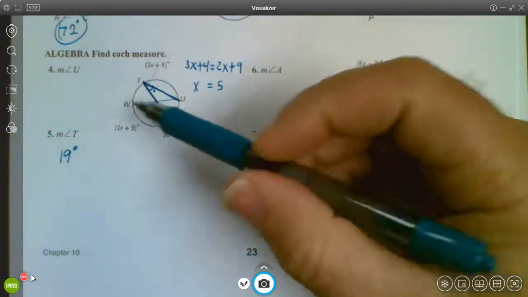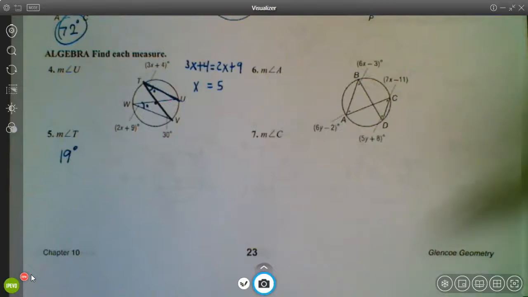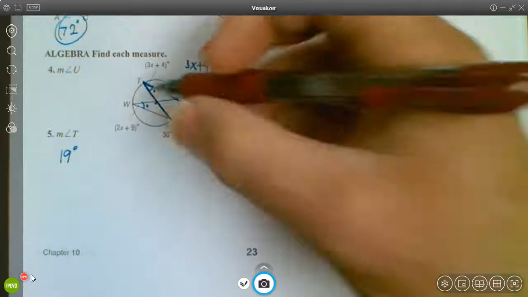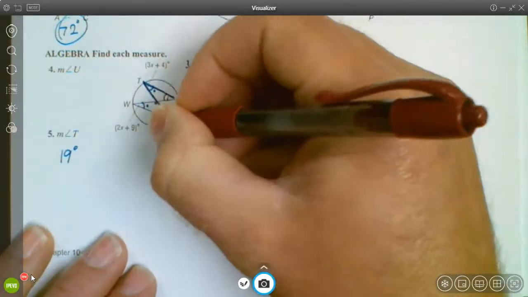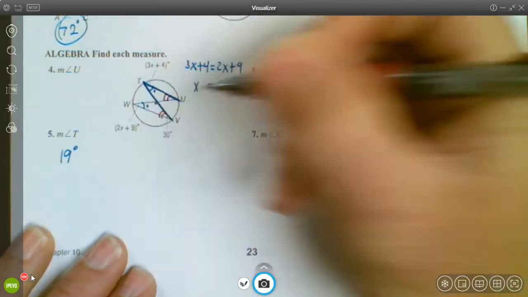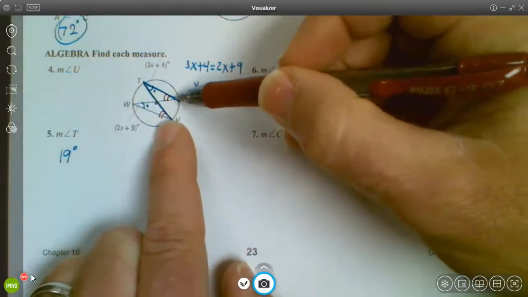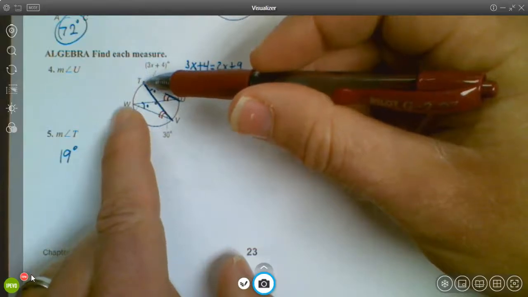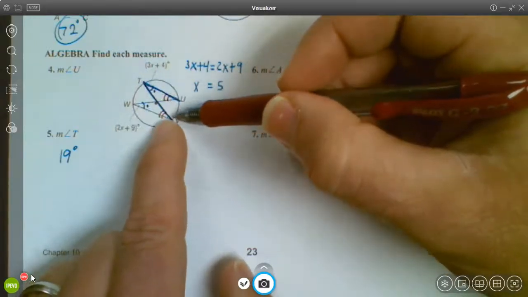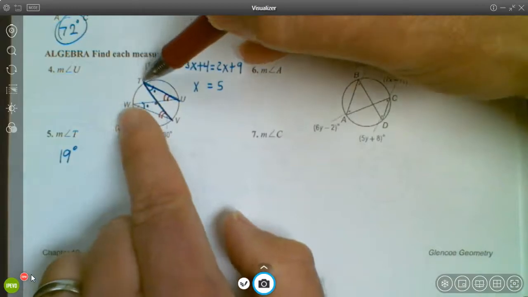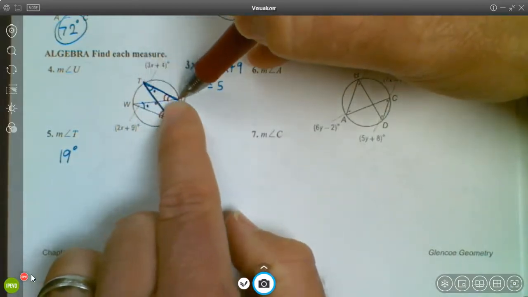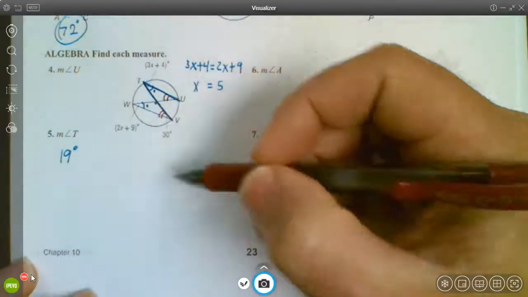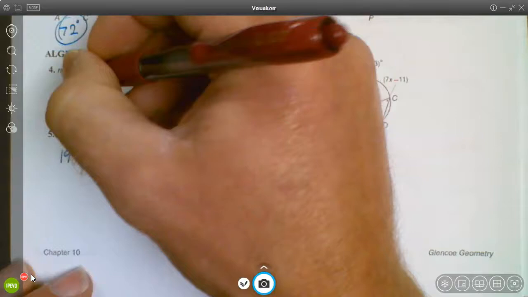Now they want us to figure out the measure of angle U. What's the measure of angle U? The same rule that I gave you here would also apply to this guy and this guy. If you look at both of those inscribed angles, they both share the same intercepted arc. WT is the arc for this angle. WT is also the arc of that angle. So if they have the same intercepted arc, they have to be the same angle. So I know that U is equal to V. If V is 30, that means U is also 30.